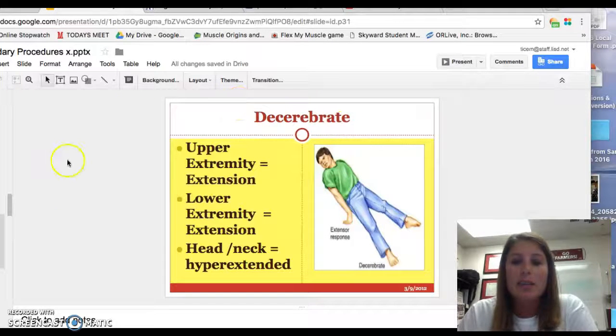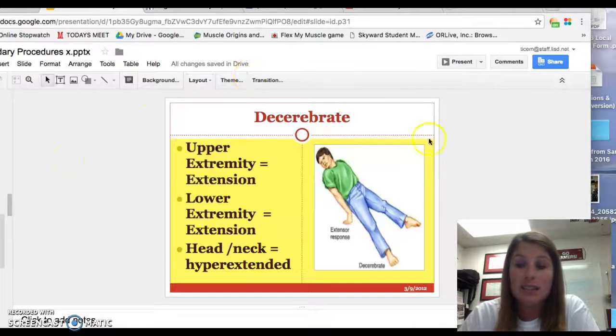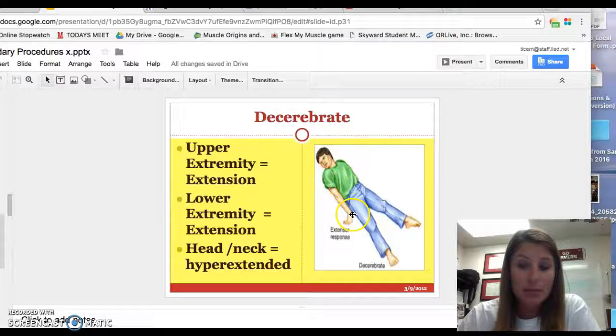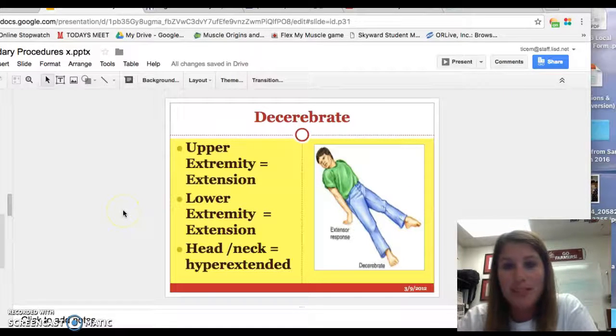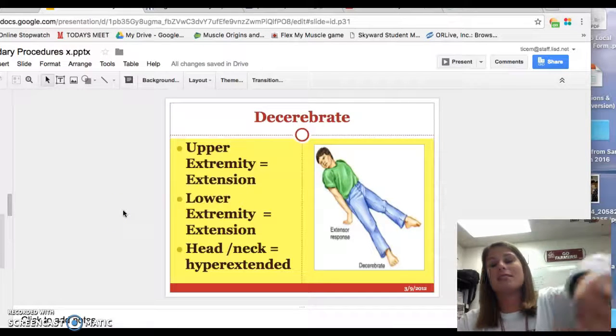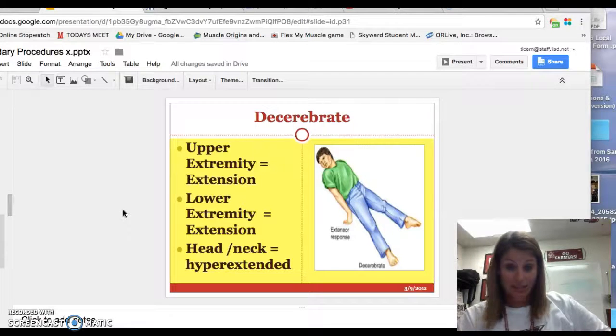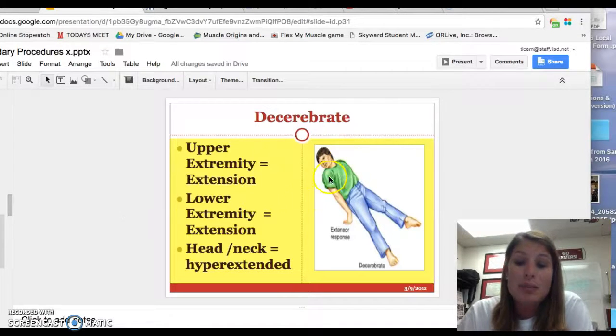Decerebrate is a body position that looks like this image right here, with everything in hyperextension or extension. You can notice that his arms are fully extended, as well as his legs all the way down to his toes. It's kind of like a forced hyperextension. It's not slack, it's not relaxed, it is stiff and fully extended. This is the position for decerebrate.